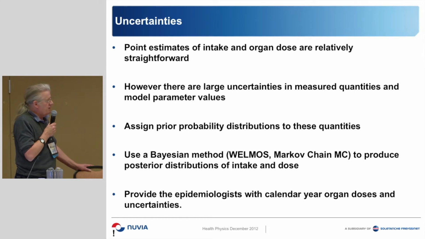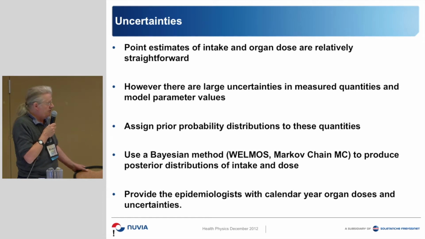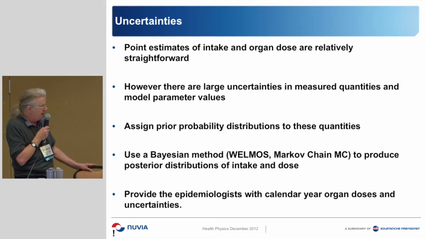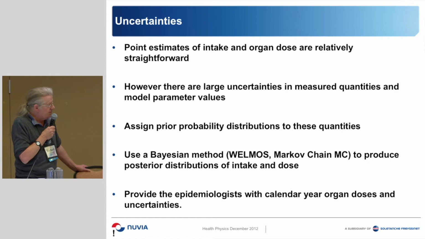There are large uncertainties in measured quantities and in model parameter values. And so we have to assign prior probability distributions to these quantities. And then we use typically Bayesian methods like WinBUGS or Markov chain Monte Carlo to produce posterior distributions of intake and dose. In that way, we provide data for the epidemiologists in the form of calendar year organ doses with uncertainties. And then it's up to them to convert that into risks. So that's a very brief run through internal dosimetry.